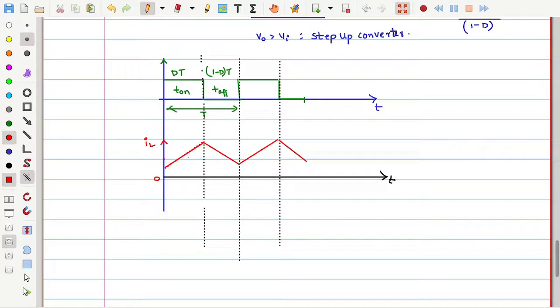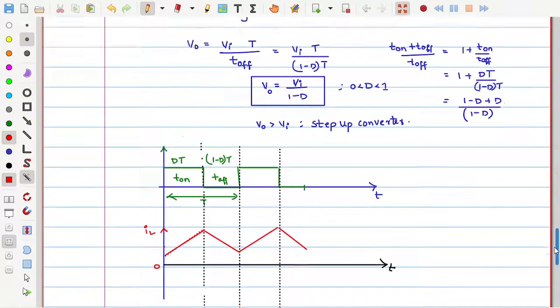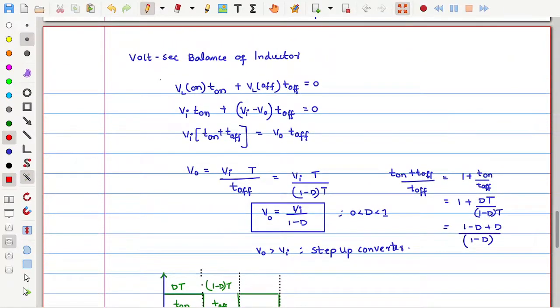When it is charging, what will be the volt second balance? Then when it is discharging, what will be the volt second balance? Those must be satisfied. So you can work on those things. If you work on the volt second balance for the inductor, you will get the output voltage equal to input voltage divided by 1 minus D.